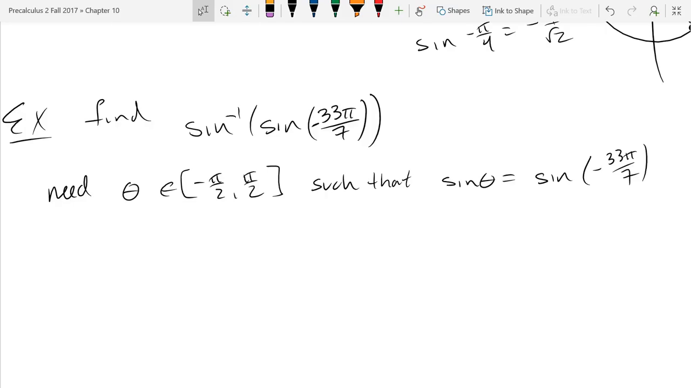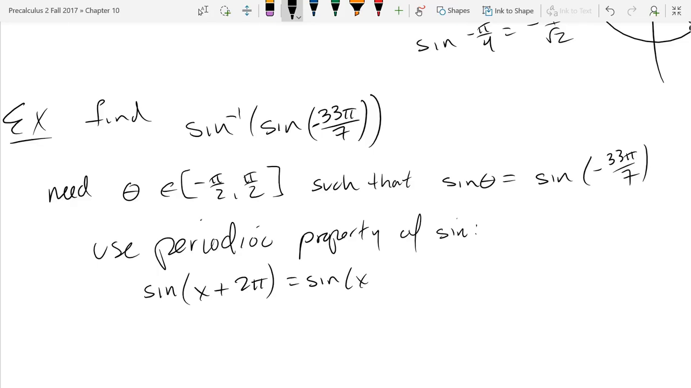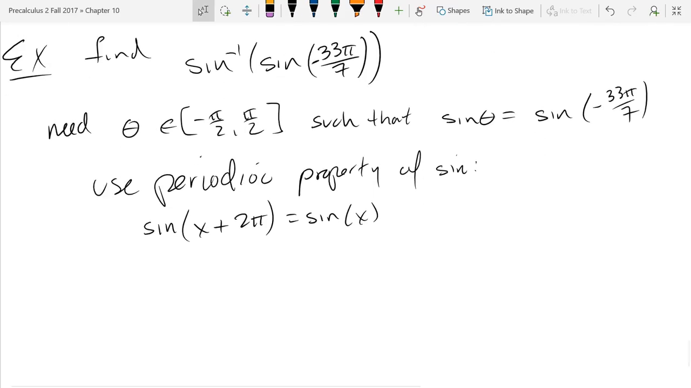Negative 33 pi over 7 is at least two negative rotations right there, so I'm going to use the periodic property to start taking out rotations. And what's the period of sine? The period of sine is 2 pi. Hopefully you remember that from graphing. That's the regular period unless there's a horizontal stretch or compression. So we're going to use this property: I can add as many 2 pi's as I want, and I can also take away as many 2 pi's as I want.